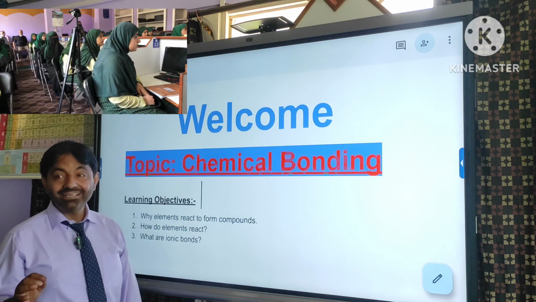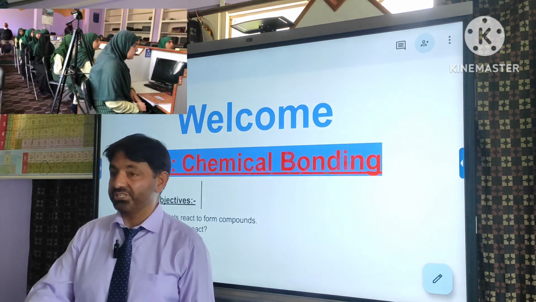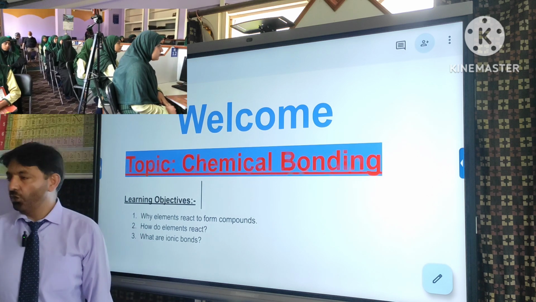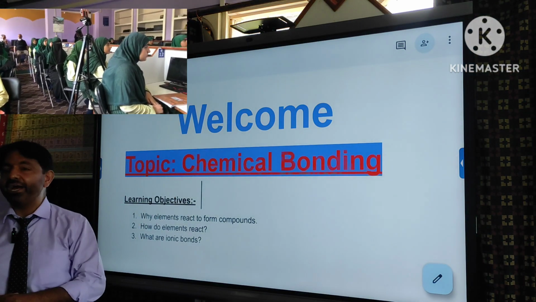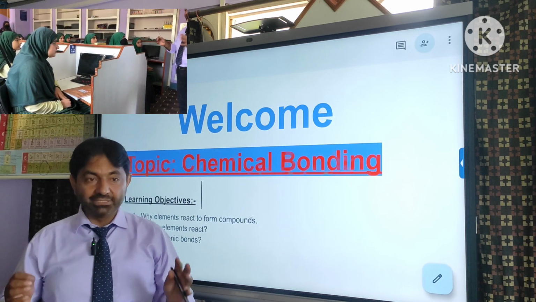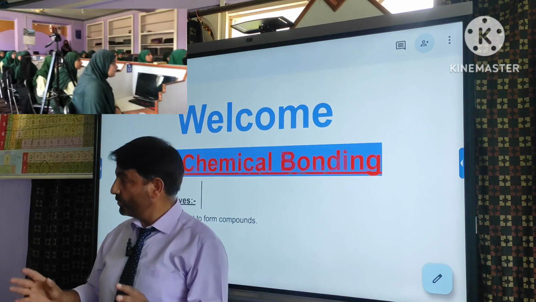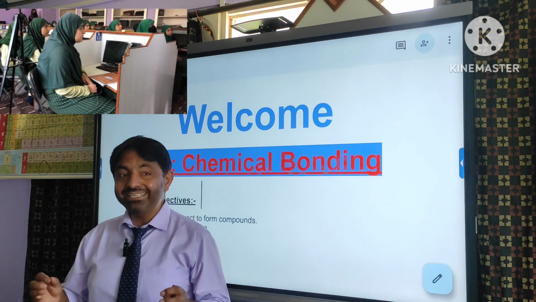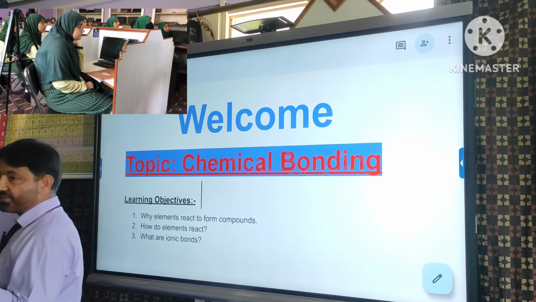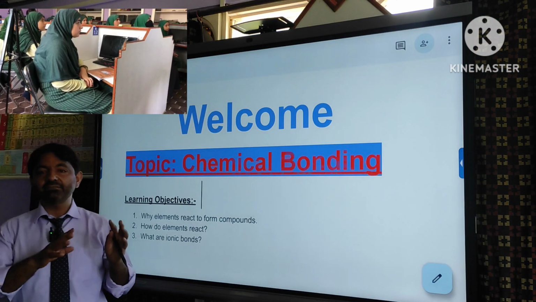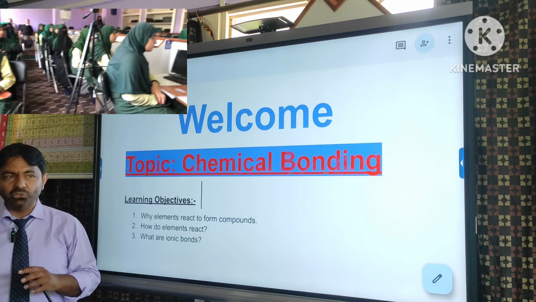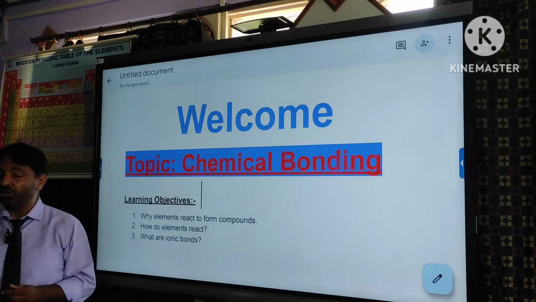So there are 118 elements. What is the question? If there are 118 elements, how many substances do we have? We have hundreds and thousands of substances in this world. Is it true? How are these substances formed? Actually, elements react to form compounds. Then these different substances are formed.